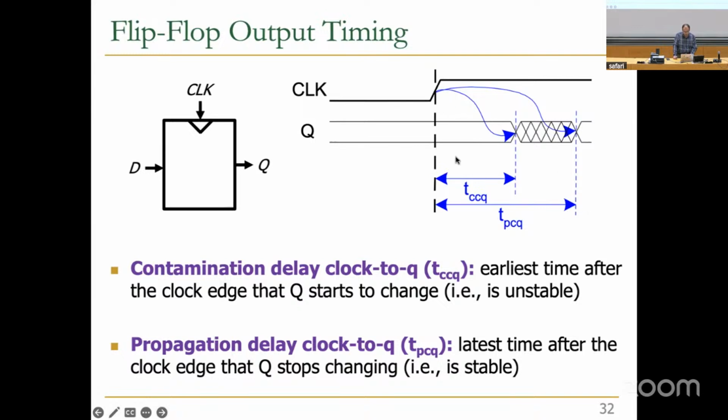So essentially, from this figure, you can see this is the propagation delay from clock to Q, and this is your contamination delay from clock to Q. Q starts changing from this time, and it basically stops changing and is stable exactly at this moment.